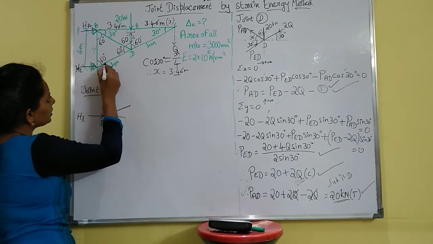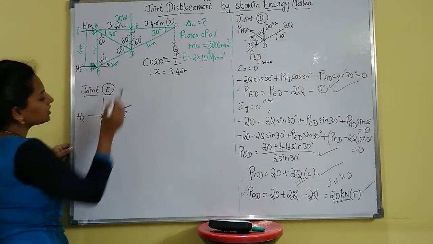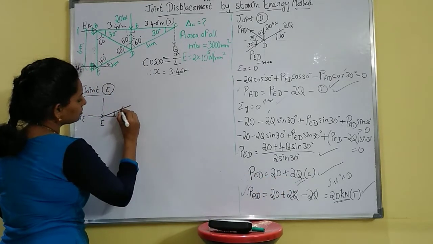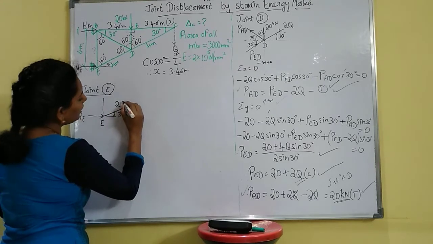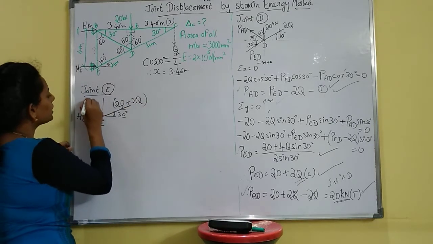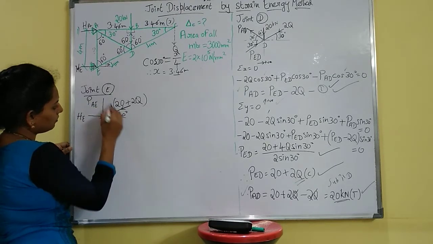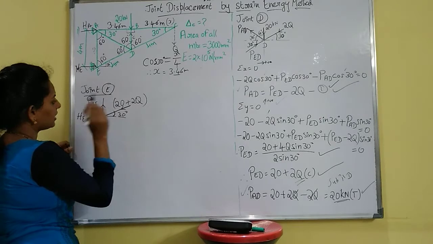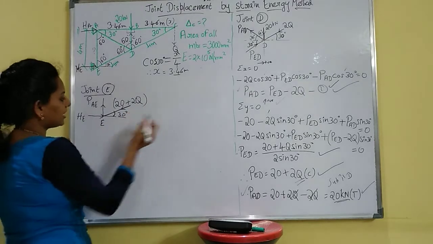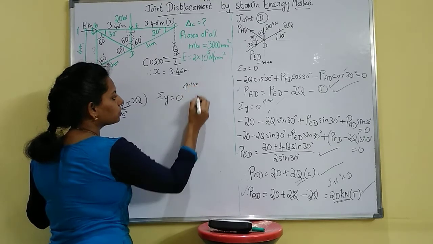So if this is 60 degree, this will be 30 degree. That is member PED. PED is compression, so towards the joint, 20 plus 2Q. And here this is PAE. Here it will be downward, so you can assume this as upward. Okay, is it clear? Next, directly you can take summation y equal to 0, upward as positive, only one member force to calculate.